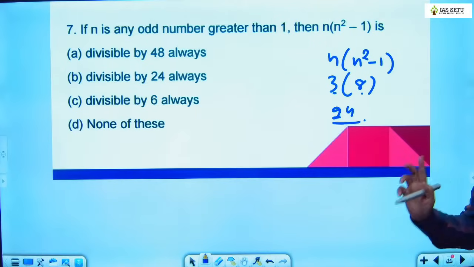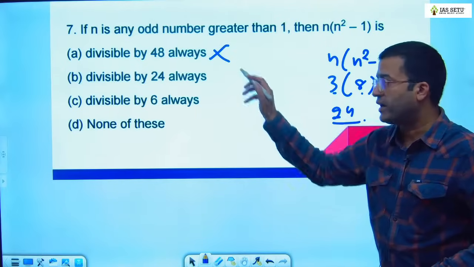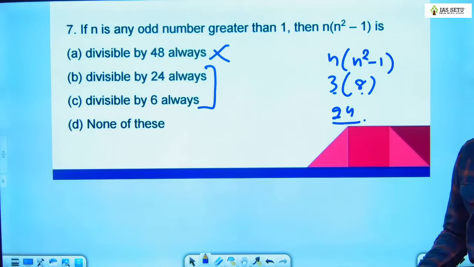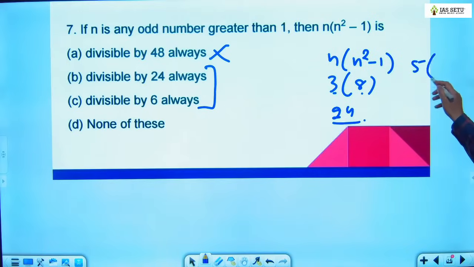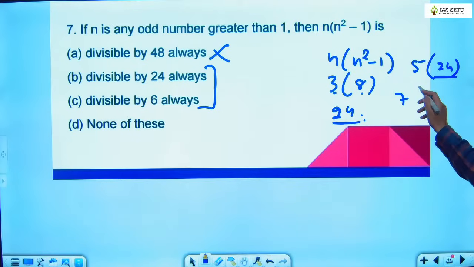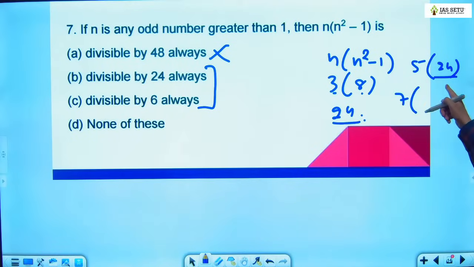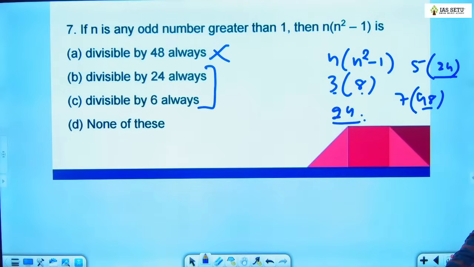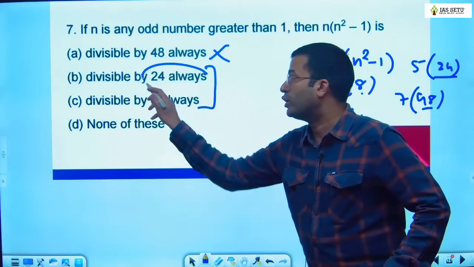Okay. Then there is a doubt. Okay, 48 we neglect. Then answer is either 24 or 6. Then try one more value. If it is 5, what is 25 minus 1? 24. It is also divisible by 24. Then try 7. What is 7 square? 49 minus 1, 48. It is a multiple of 24. So we always get a multiple of 24. So out of this, the best answer is it is always divisible by 24.